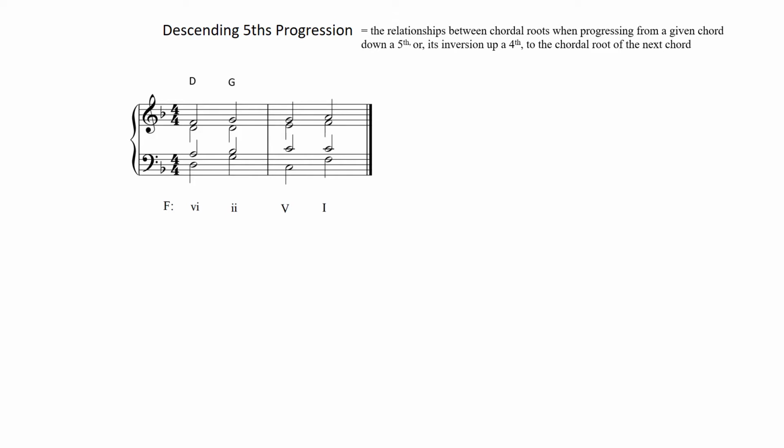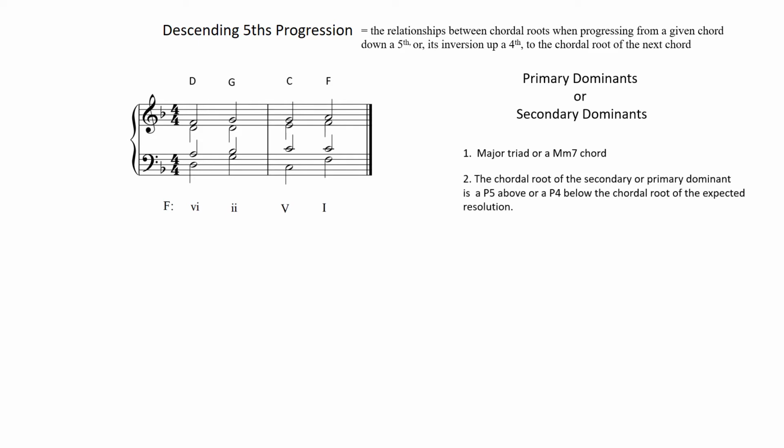In turn, the G chord is a perfect fifth above or perfect fourth below the chordal root of the next chord, which has a chordal root of C, and so on to the F chord. Remember the criteria for a dominant functioning chord, whether primary or secondary. It will likely be a major triad or a major minor seventh chord, plus the chordal root of the dominant functioning chord will be a perfect fifth above or a perfect fourth below the chordal root of the likely destination or resolution chord. Notice that the second criteria is just a slight rewording of the descending fifths definition given above.